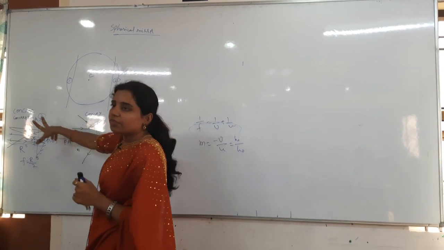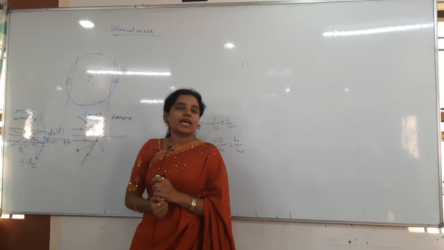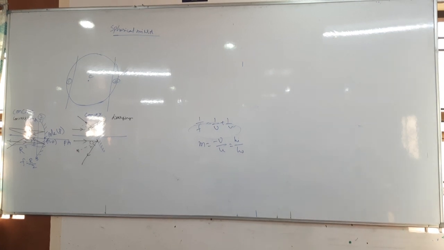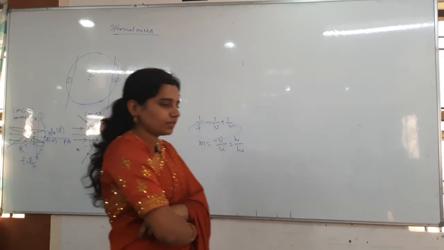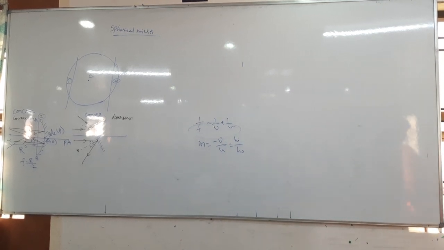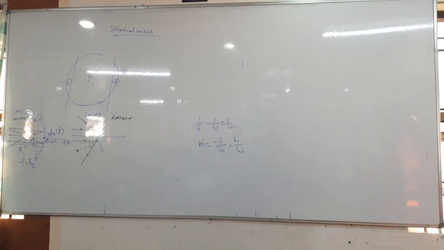And also the minimum distance between the edges of the mirror is the diameter, aperture. Okay, write that. First, spherical mirror. Spherical mirrors are parts of the glass sphere.